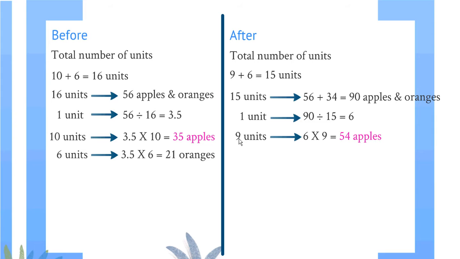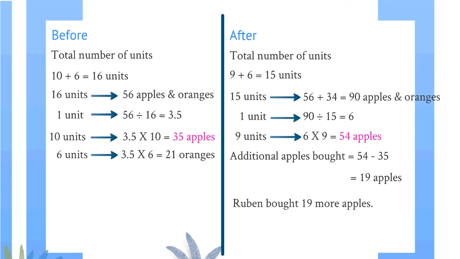If we take this 54 and minus 35, we will get 19 apples. So this was how many apples he bought, extra apples. And we conclude that Reuben bought 19 more apples.